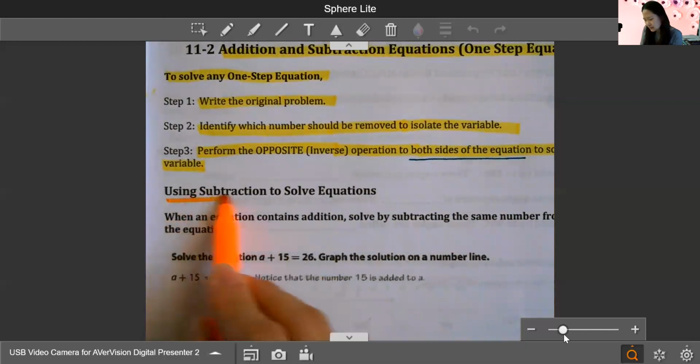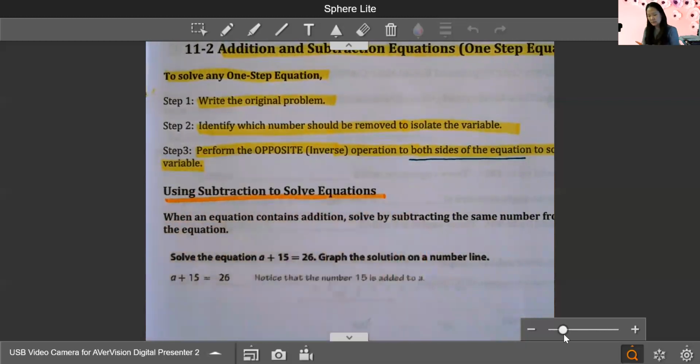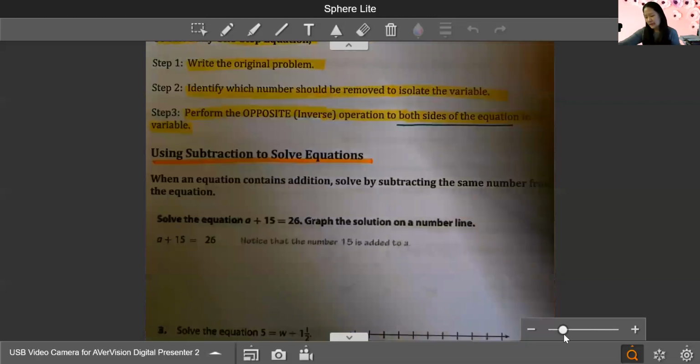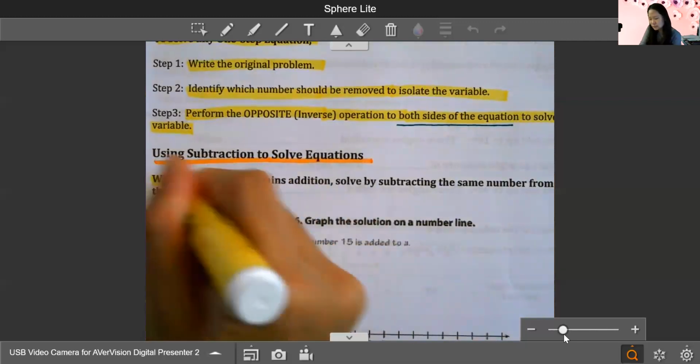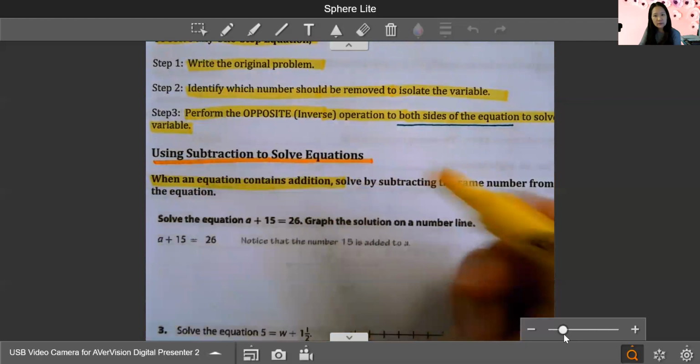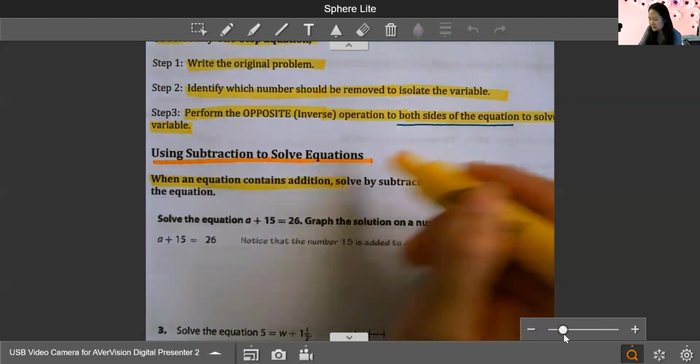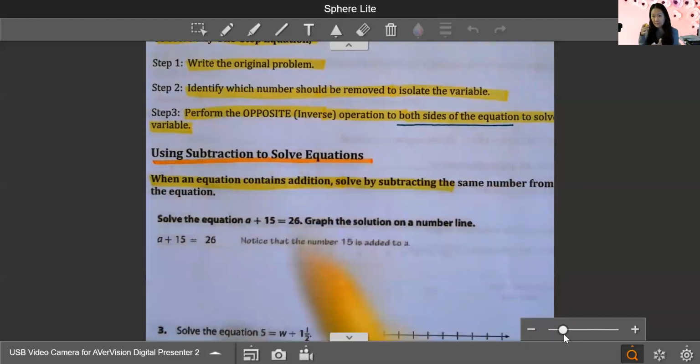The first type of problems we're going to solve is using subtraction to solve an equation. When an equation contains addition, so in the original problem there's an addition, the way you're going to solve it is by subtracting. So you're going to do the opposite operation.